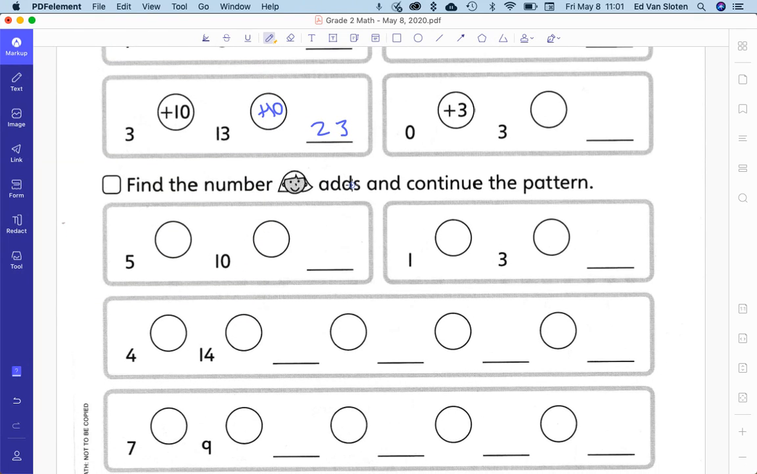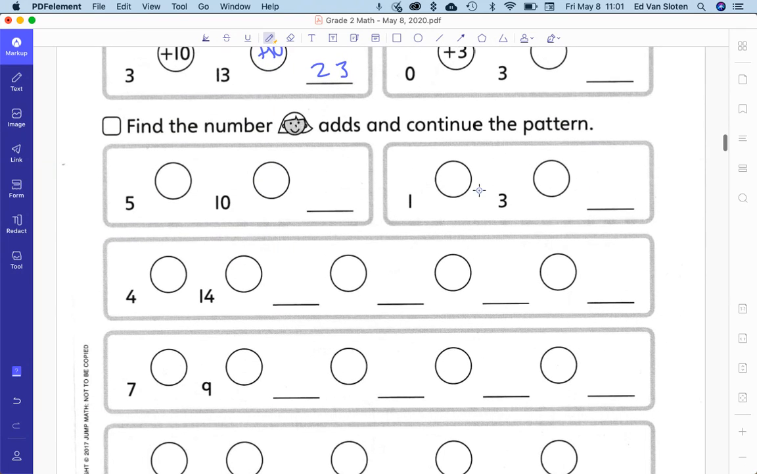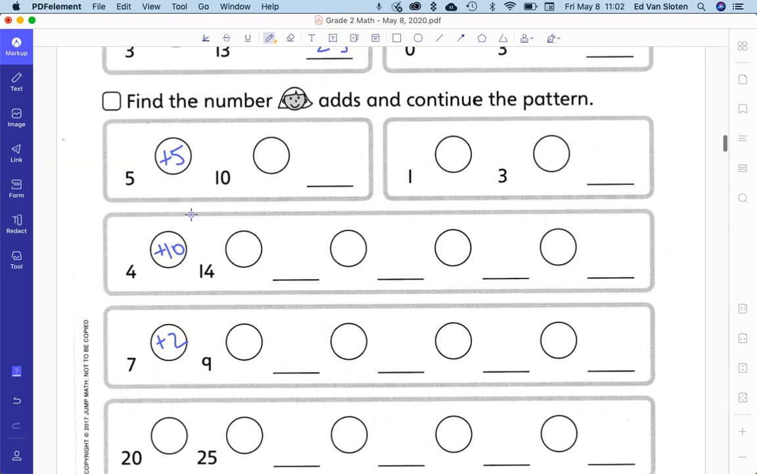Find the number that this girl adds and continue the pattern. Well, how do I get from 5 to 10? Well, I add 5, and then you can finish that. How do I get from 4 to 14? I'm adding 10, then you can continue. How do I get from 7 to 9? I add 2, and then you can continue. Okay, and everything, this circle, this will be plus 10, this will be plus 10, this will be plus 10, this is plus 10. Here, it's plus 2, plus 2, plus 2, plus 2.